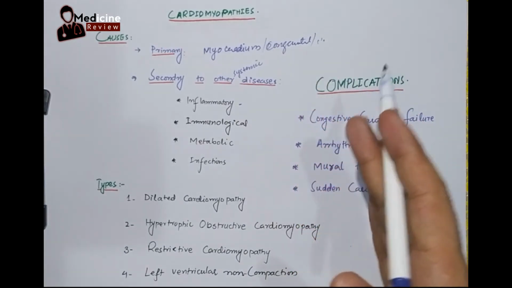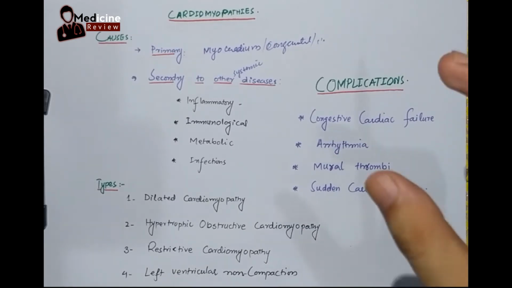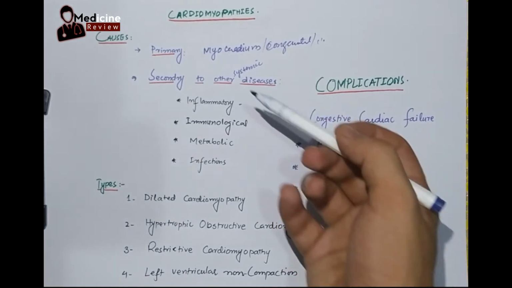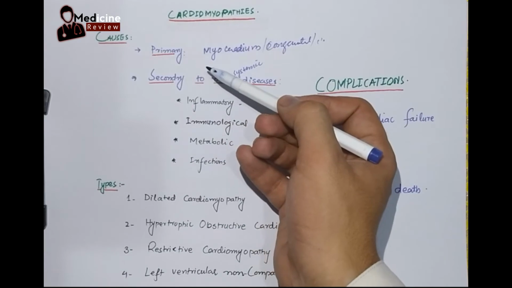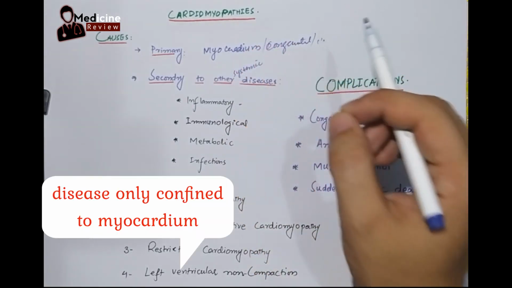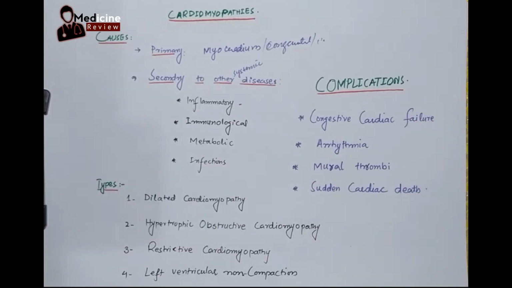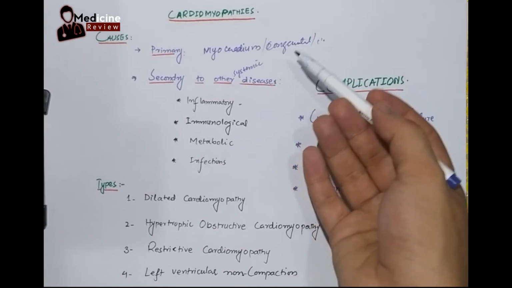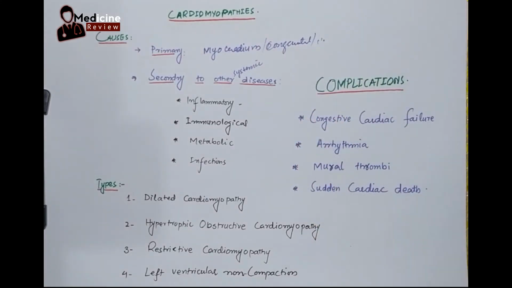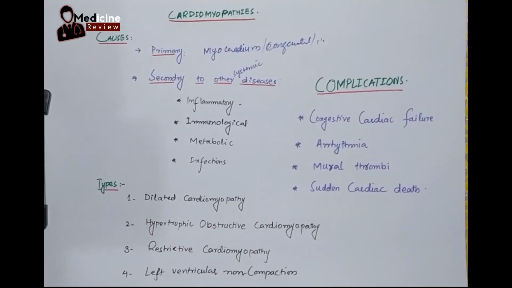Though it is a very diverse type of disease, I tried to collect a few important causes for the cardiomyopathies, which I listed here. The most important are primary and secondary. Primary is whenever the disease lies only in the myocardium, not any system. Only myocardium is involved. Some of them are congenital and some of them are idiopathic, we don't know the exact causes of that.